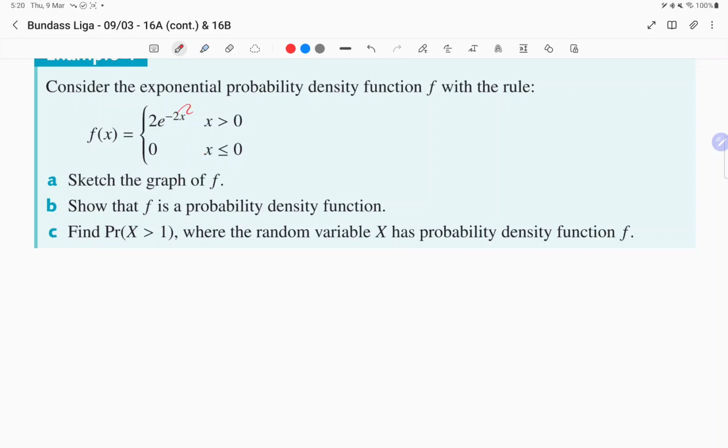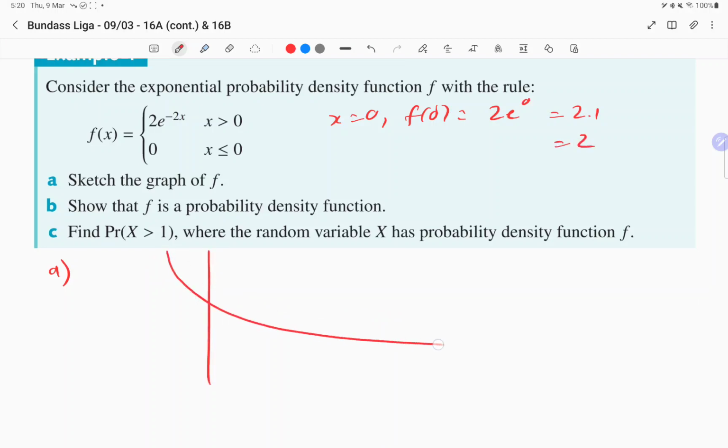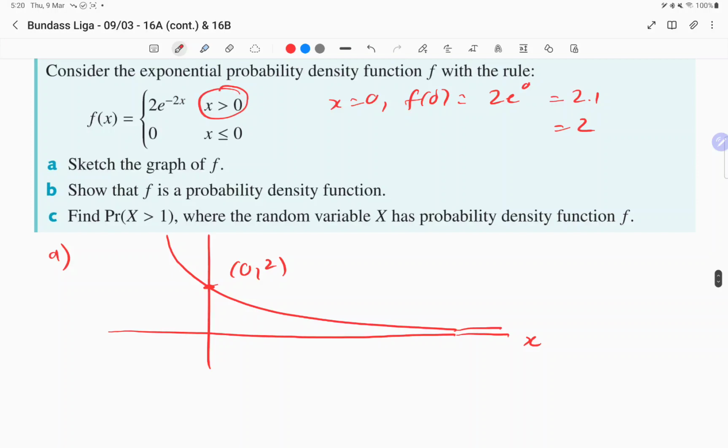Okay, so sketch a graph of f, right? So remember for question A, we did this one last week. So this one, there would be a reflection in the y-axis, right? So normally it's like that, but because of the negative 2x, there's a reflection in the y-axis. So it sort of looks like that. And then when x equals 0, f of 0 would be 2e to the power 0, which is 2 times 1, which is 2, right? So then the graph will cross through the y-axis at the point (0, 2). Okay, make sense? But then it will keep on approaching the x-axis towards infinity. It does not touch the x-axis and does not end.